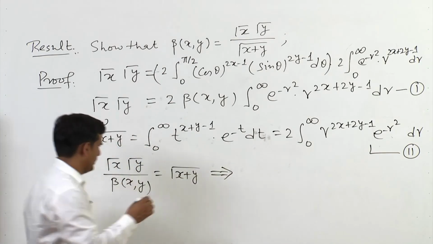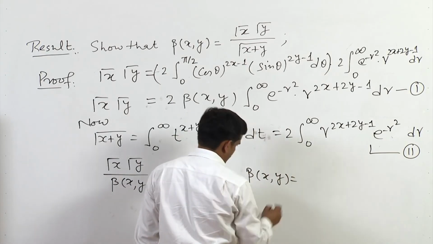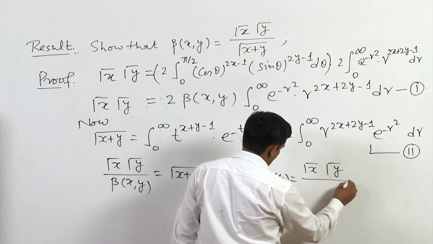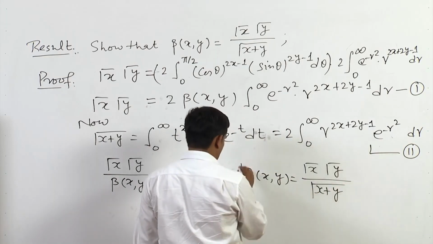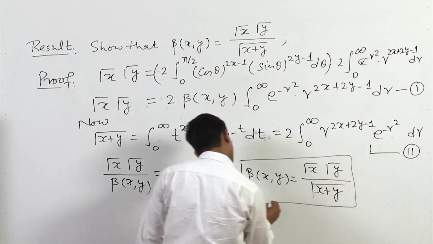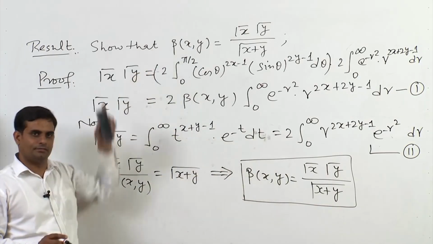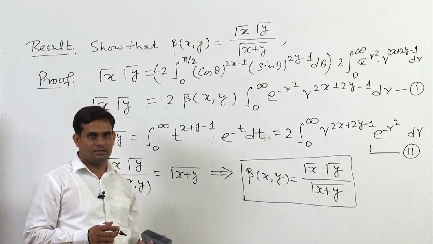This gives me beta(x, y) equals gamma x gamma y upon gamma(x plus y), and this is what we need to prove. So, this is the relation between beta and gamma function.